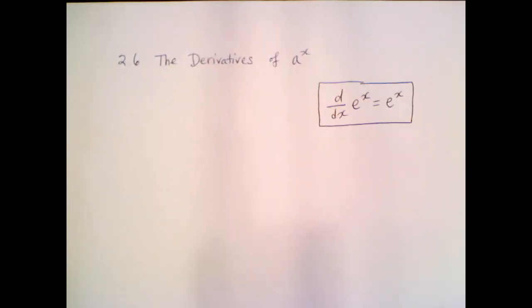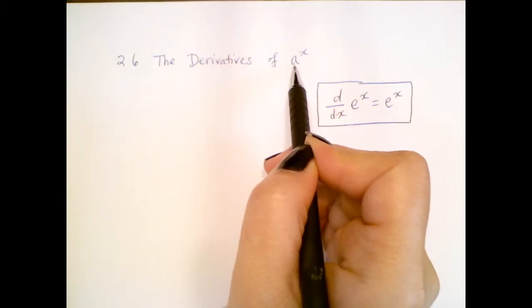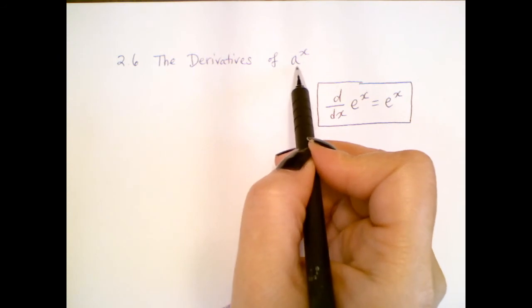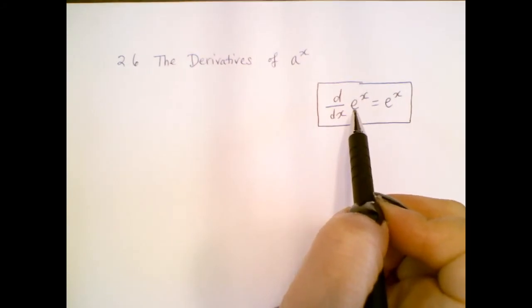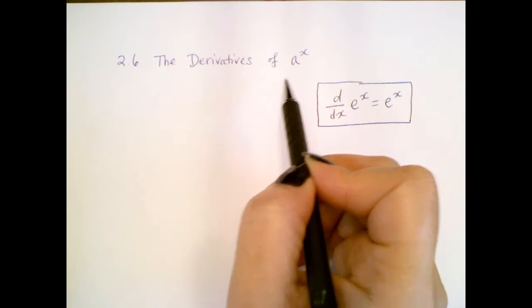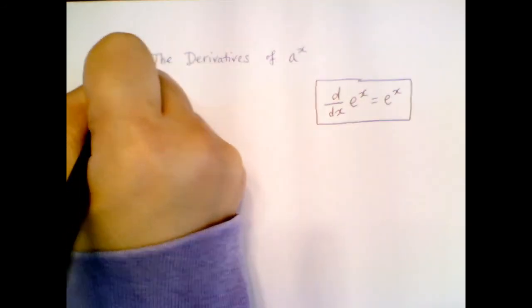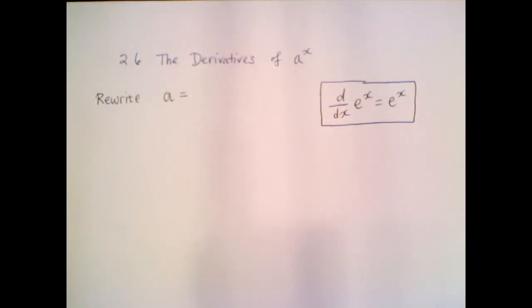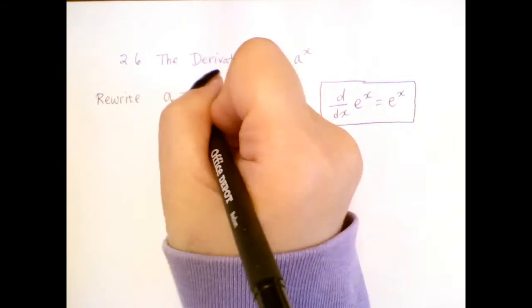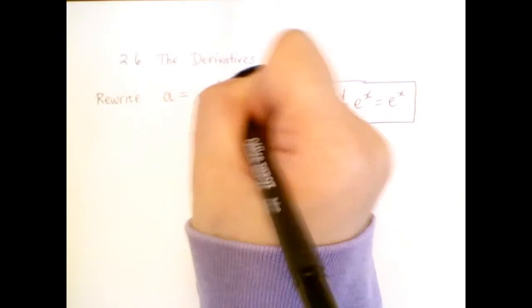Now the problem that we have is this isn't e. So here's a trick. I'm going to rewrite this so that the base is e, and then I know how to deal with exponential expressions that have e as the base. So let me first rewrite a as this. I want the base to be e. I'll write it as e raised to the ln of a.